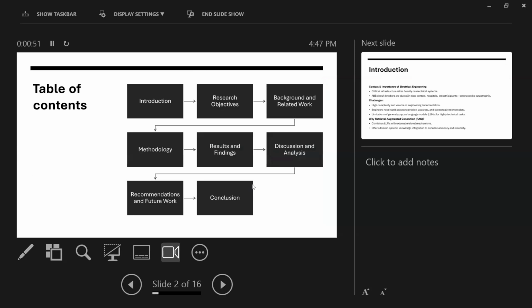So moving on, a couple of things that I'll be talking about. First of all, a short introduction on why I thought about this paper in the first place, the research objectives that I want to showcase, background and related work, the methodology I used for coming up with the questions, answers, and everything else, the results and findings from the research, a short discussion, and lastly recommendations and future work.